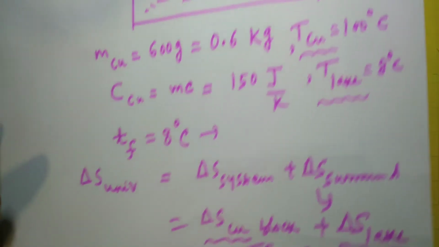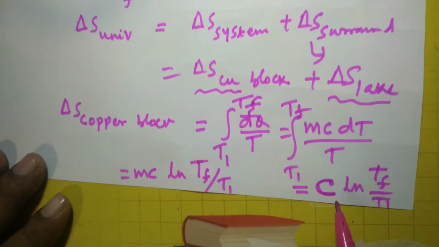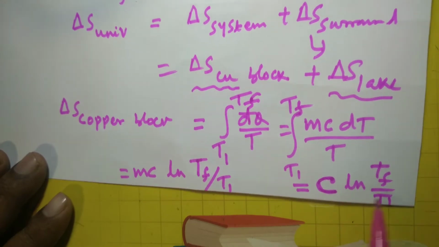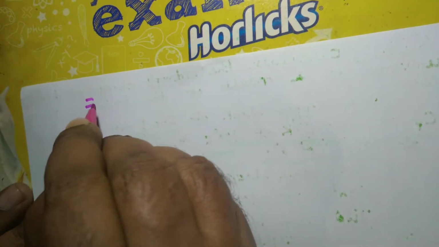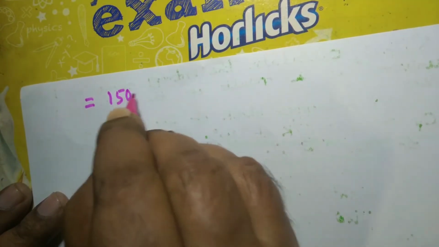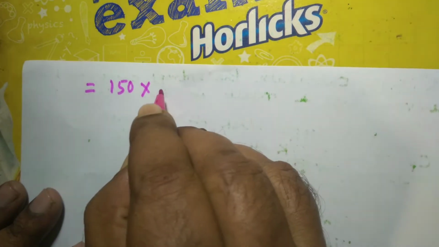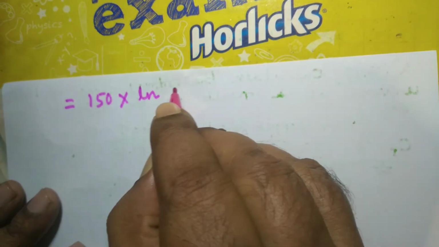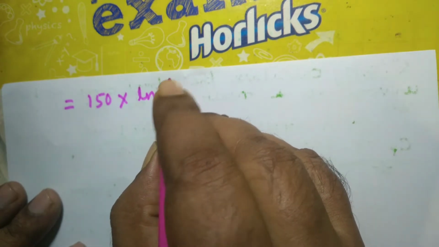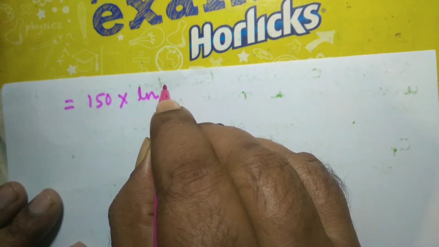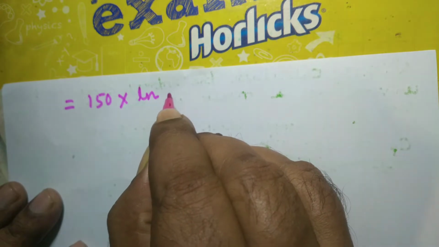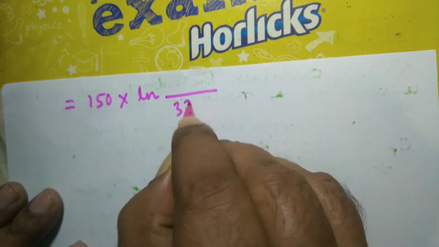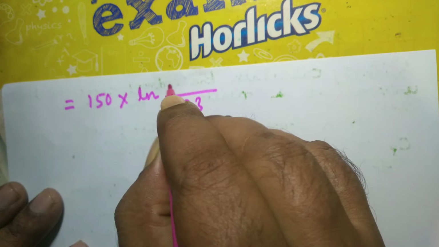Capital Cp stands for heat capacity, the product of mass and specific heat. So delta S of the copper block is nothing but capital C ln Tf upon T1, that is 150 multiplied by ln. The initial temperature of copper is 100 degrees Celsius, so in terms of Kelvin, that will be 373. T1, capital T1, is 373.